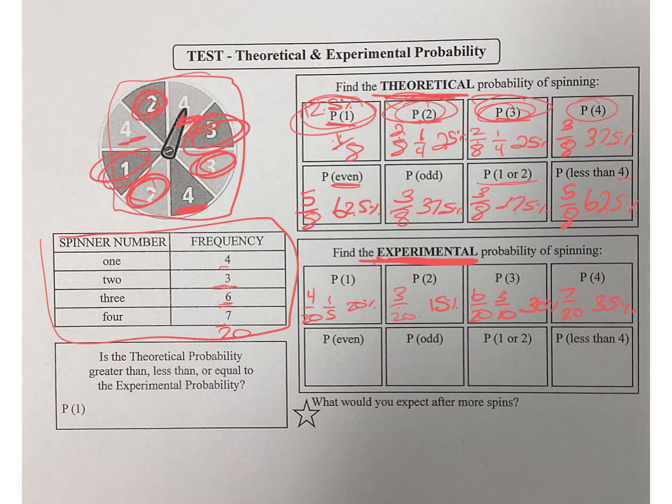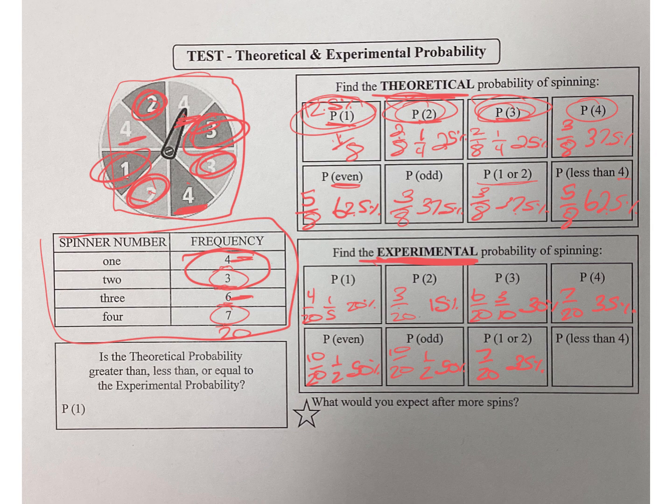Now let's do even, which would be this 3 and this 7. So 10 out of 20, which is 1/2, which is 50%. And then an odd would be the 6 and the 4, which is 10 out of 20, which is 1/2, which is 50%. Now, a 1 or a 2, that would be 7 out of 20, which is the 35%.